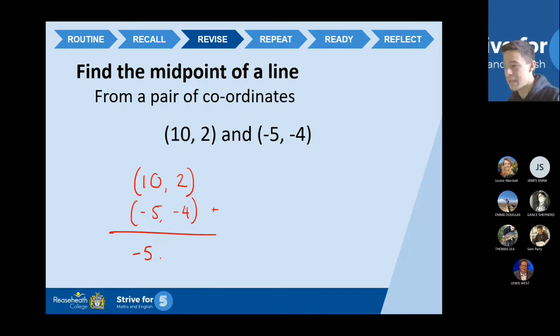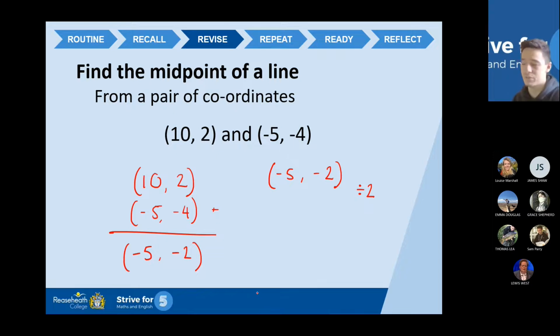Okay? Now, 2 add -4. So 2 is a positive number. We're adding a minus. It's going to go down by 4. So it's going to go down to -2. Okay? So there's my new set of coordinates, or my new total. I now need to divide it by 2. So let me write that up here. 5, -2. I'm going to divide that by 2.